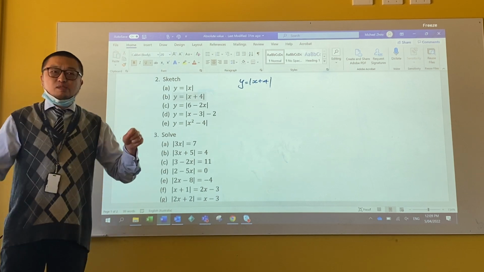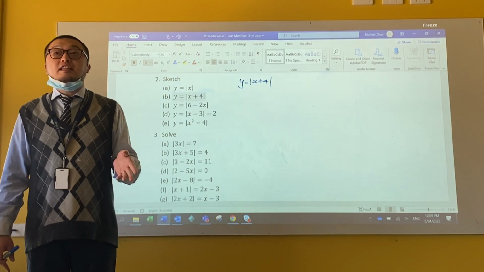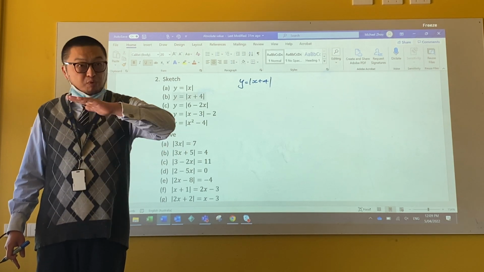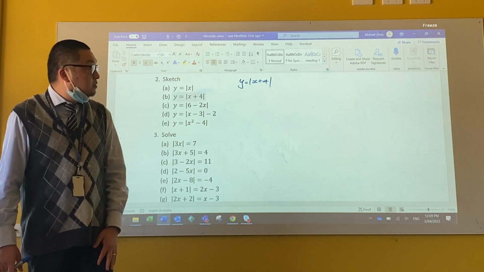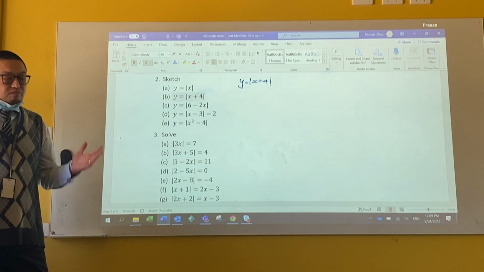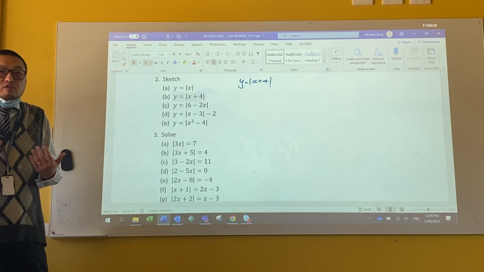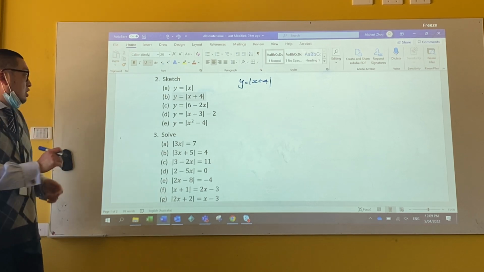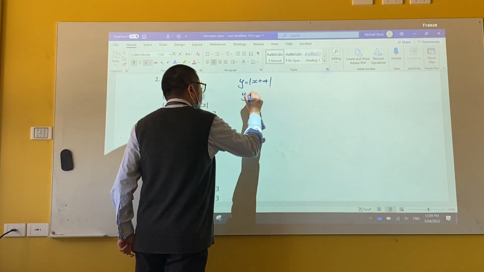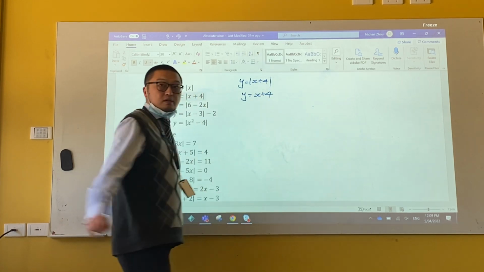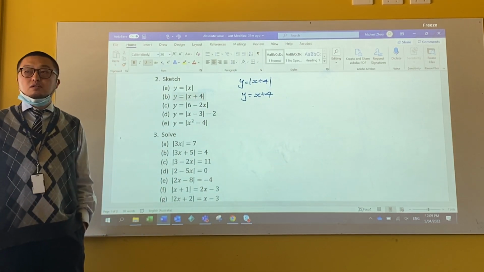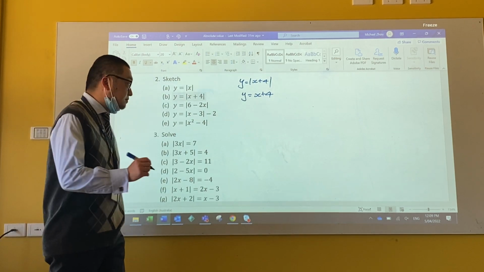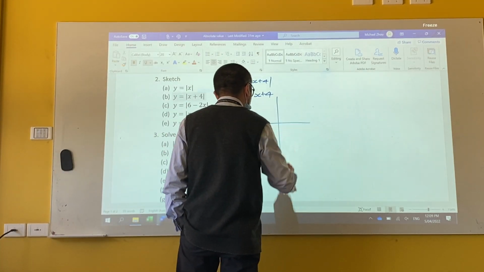I can draw x plus 4 first, then take the absolute value of that. When I say take the absolute value, you get rid of the negative part. It totally depends on which way you feel more comfortable, but either way would work. How can I draw y equals x plus 4 first? That one should be very, very easy, right? You just move it left and move it up. How do I draw this one first?